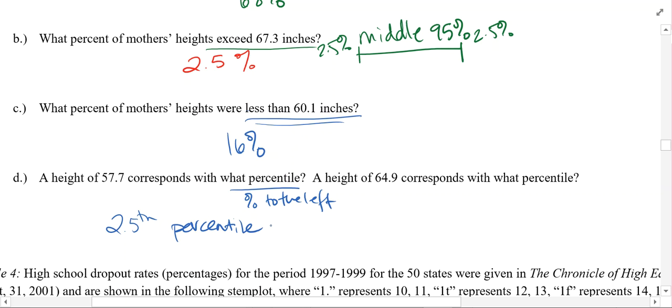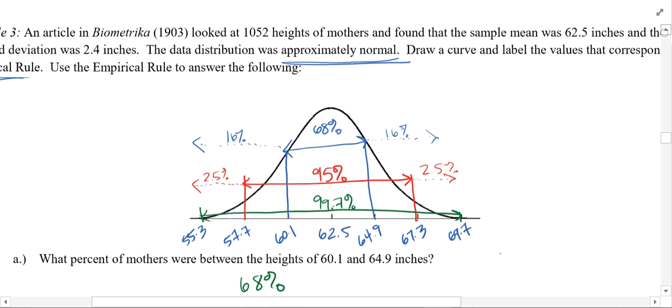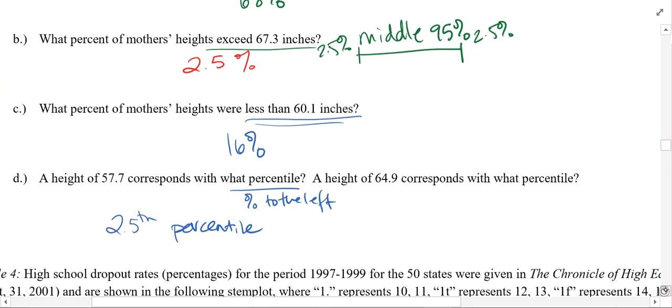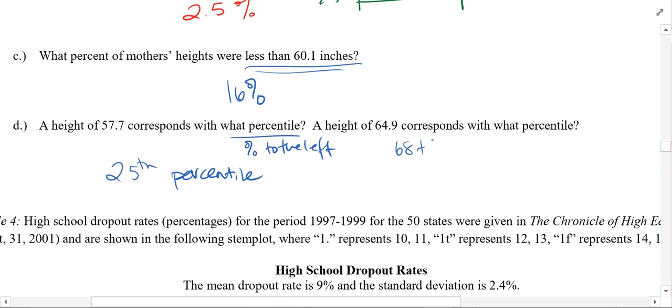All right, and then a height of 64.9 corresponds with what percentile? Okay, 64.9 is over here. It's above the mean, 1 standard deviation above. So what's the total percent to the left? This is tied with the middle 68%, but is that everything to the left of it? No, we have the middle 68%, and then what's below that is that 16%. So if we add 68 plus 16, we get 84. So this is the 84th percentile.